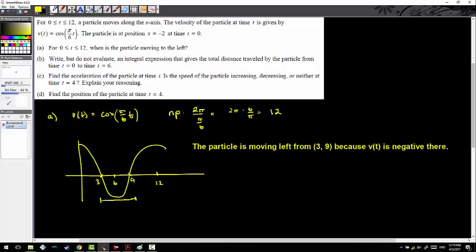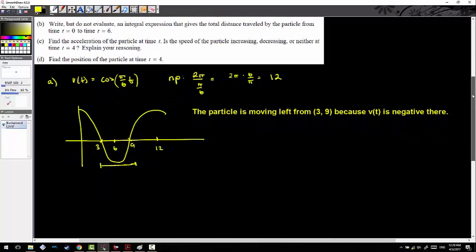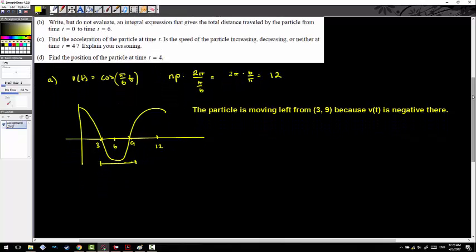Let's move on to part B. Oh, my favorite: write but do not evaluate. Write but do not evaluate an integral expression that gives the total distance traveled from 0 to 6. Okay, well, how do you get total distance traveled? Well, I'm going to integrate the velocity from 0 to 6. And if I just integrated the velocity, then I'd be getting the displacement, right? That would be the change in position from 0 to 6.